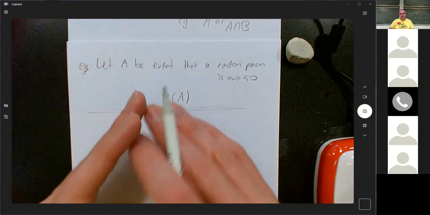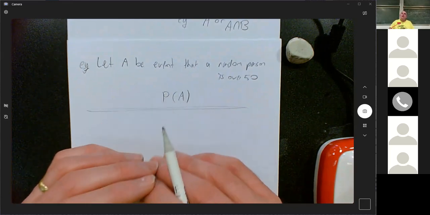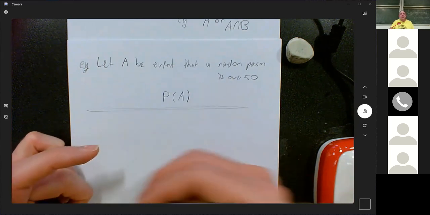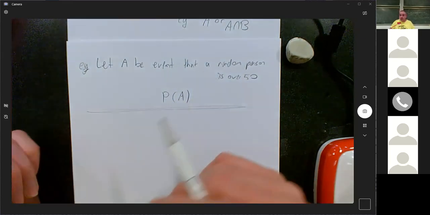So the reason I'm talking about it this way is that we tend to draw a picture of all of the things that could happen as a sample space, which is a rectangle, and then draw circles inside it to represent the different collections of objects that we're interested in.